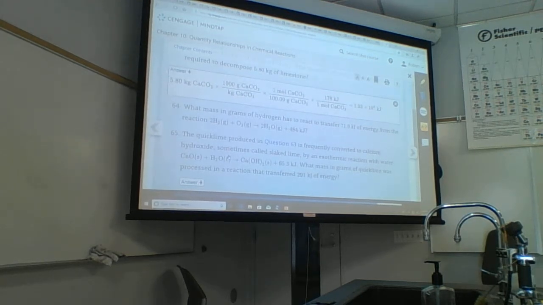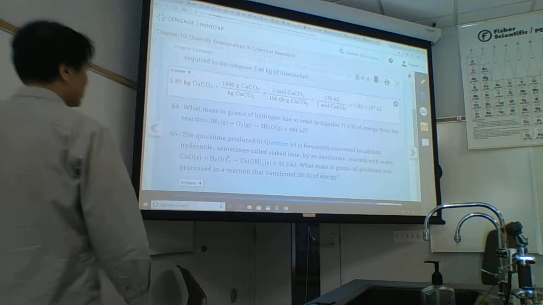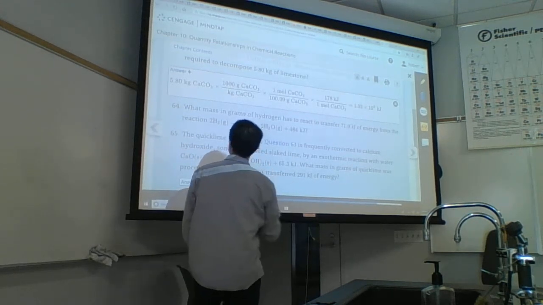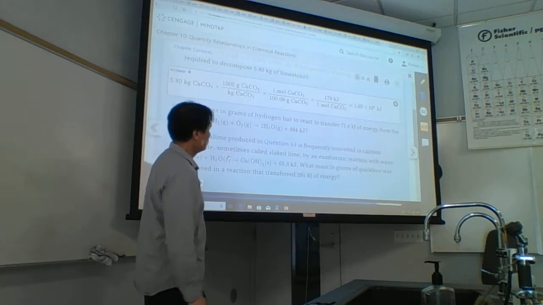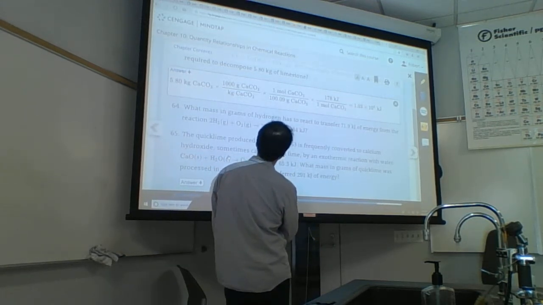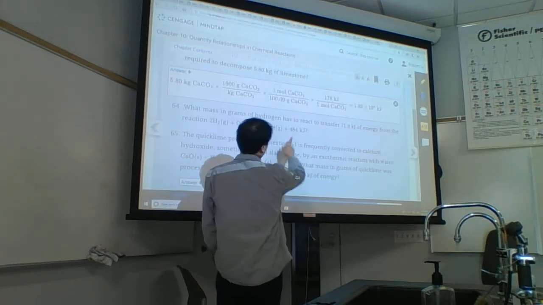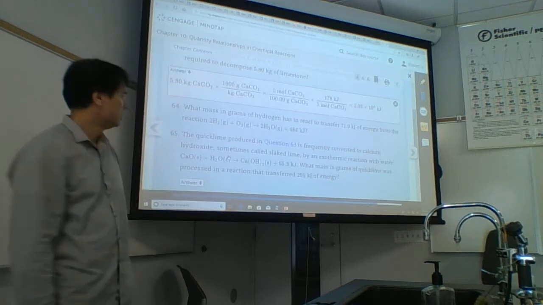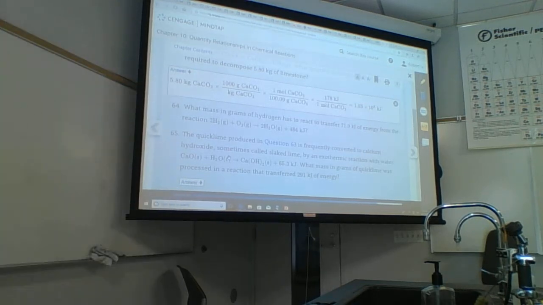Okay, let's look at number 64. What mass in grams of hydrogen has to react to transfer 71.9 kilojoules of energy from the reaction? All right, so 71.9 kilojoules. Well, you know, this one we have to do different ways. Normally that one's written like this. So we have to play with the signs sometimes.